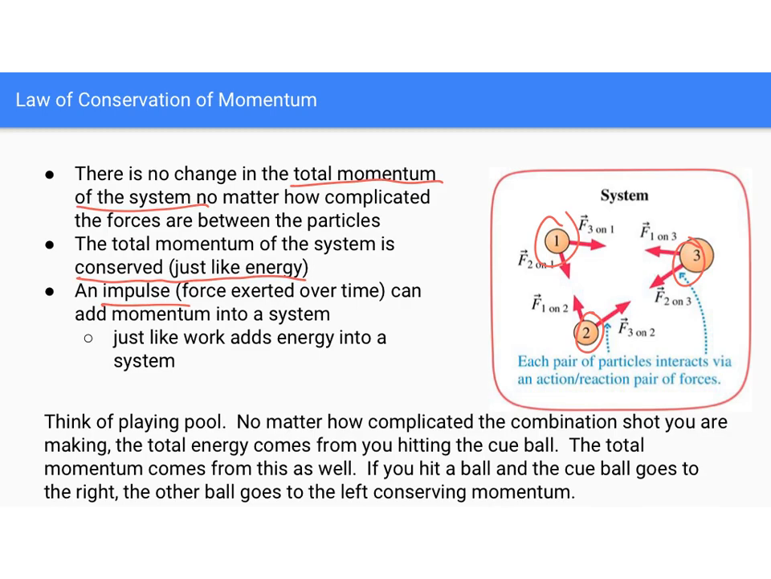So my big analogy is, think about when you're playing pool. No matter how complicated a combination shot you're going to make, if you're hitting one ball into another ball, into another ball, to try to get the ball into the pocket, the total energy initially came from you hitting the cue ball. The total momentum comes from you as well. You're exerting a force on that cue ball over time. If you hit a ball and the cue ball goes to the right, the other ball will have to go to the left. That will conserve momentum. So one object goes to the right, the other object goes to the left. It's a conservation of momentum.